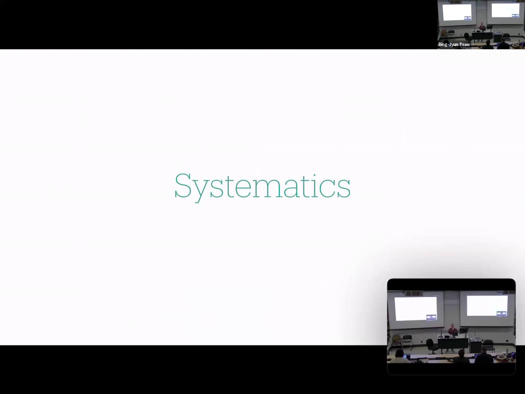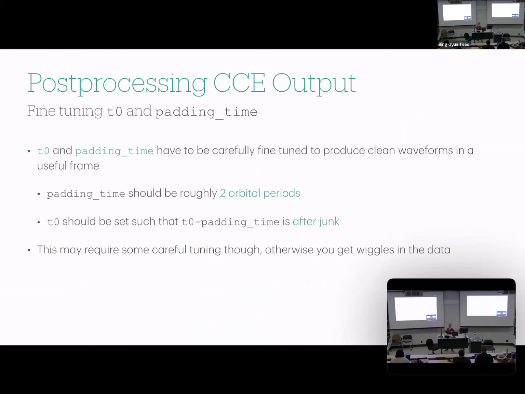All right, and then a brief mention of systematics. So I mentioned, and I just talked about it again, actually, how you have to fine tune T0 and padding time to produce a clean waveform in a useful frame. So based on their guidance in the SCRI documentation, the padding time should be roughly 2 orbital periods, and T0 should be set such that T0 minus padding time is after junk.